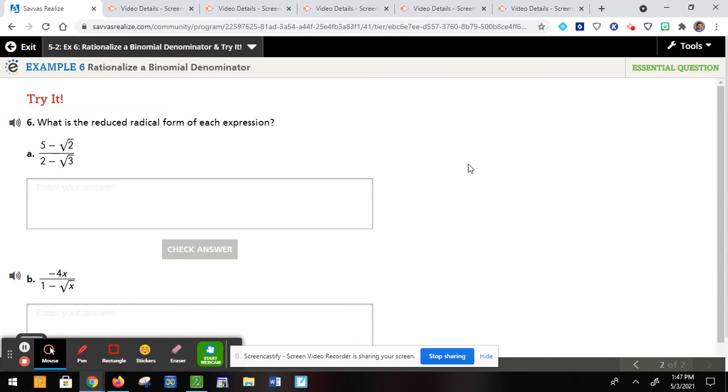So what is the reduced radical form of each expression for these two try-it questions? Why don't you give these a try and then come back and check. But again, essentially what you're going to do is multiply numerator and denominator by the conjugate of the denominator. So give them a try, and then after you pause it, come back and check.